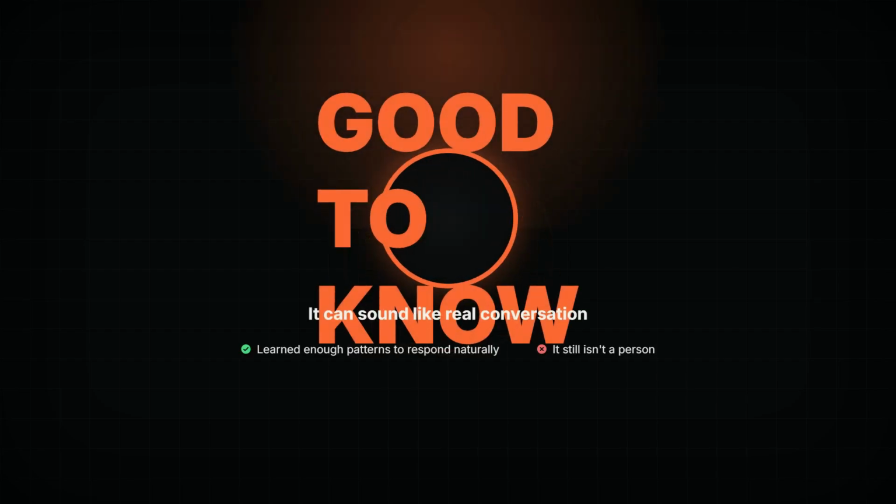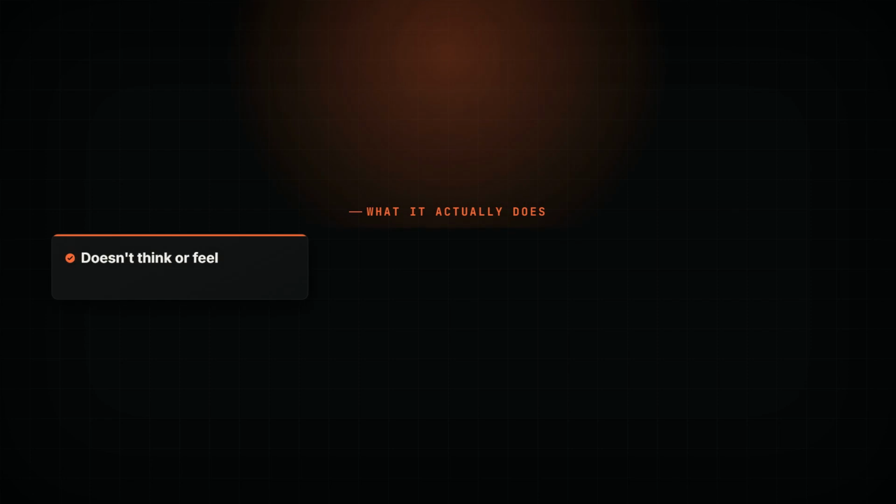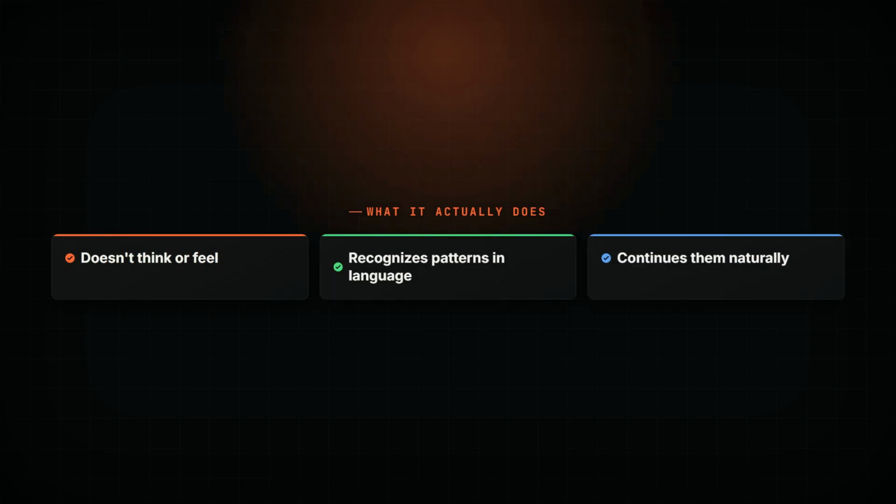Once an AI program has learned enough patterns, it can respond to you in a way that feels a lot like talking with another person. Even though it isn't a person at all, it doesn't think or feel the way you and I do. It's simply very, very good at recognizing patterns in language and continuing them in a way that sounds natural.